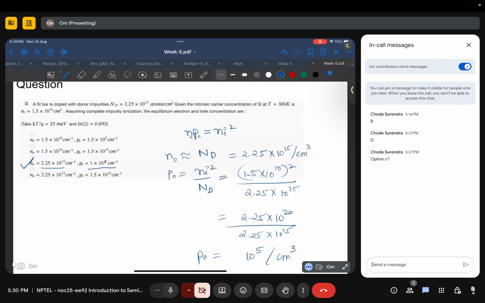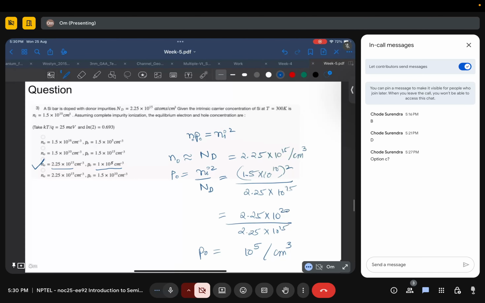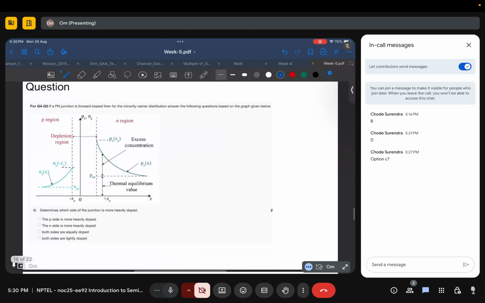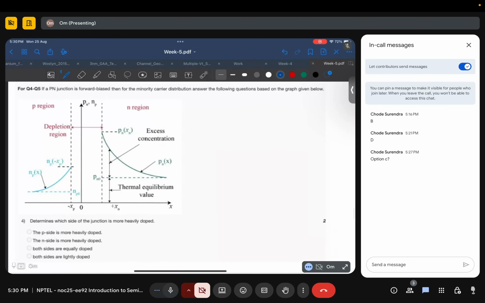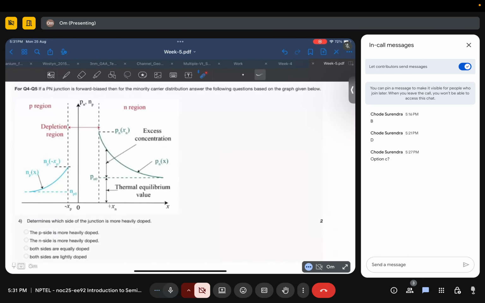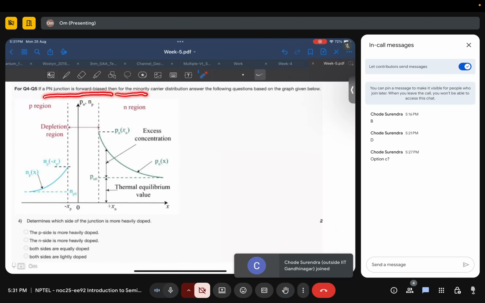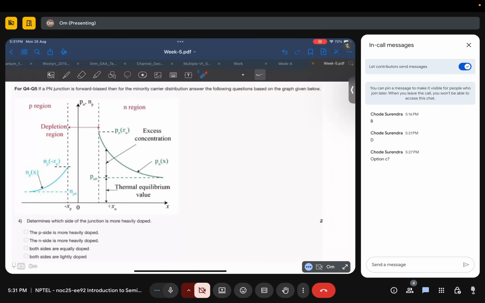Okay, let's take the next one. So we have a PN junction that is forward biased, and for the minority carrier distribution, answer the following question based on the graph given below. So based on this graph, we have to answer this question.